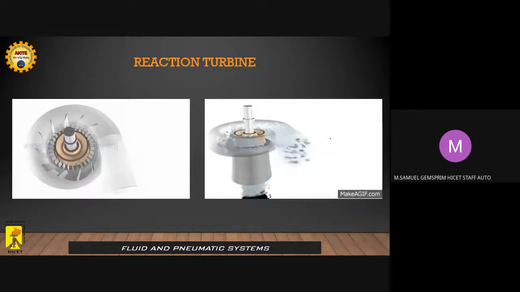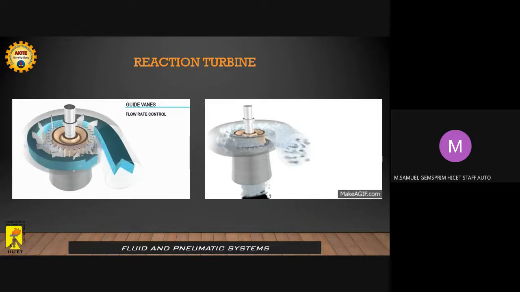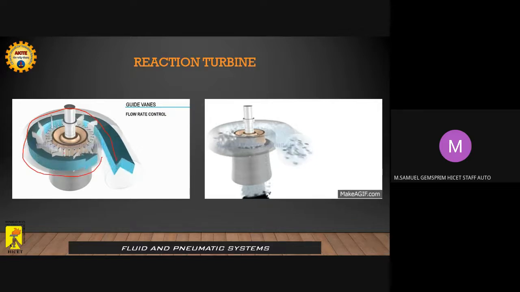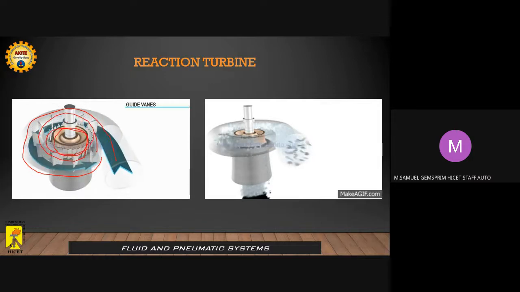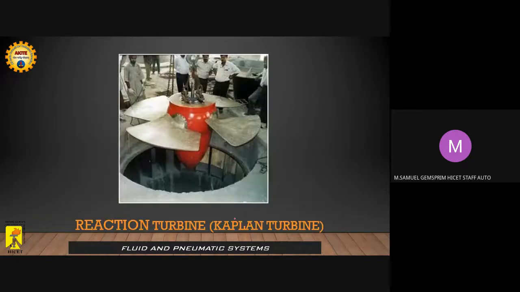Next, we move on to the reaction turbine with a simple working animation. So you can see, when the water level is getting increased, obviously a pressure variation is created inside this volute chamber. This pressure variation is sufficient to rotate the impeller blade, and this impeller rotation is connected to a generator to harvest electric power. Yeah, so this is the image of a Kaplan turbine, one of the reaction turbines used in commercial space.